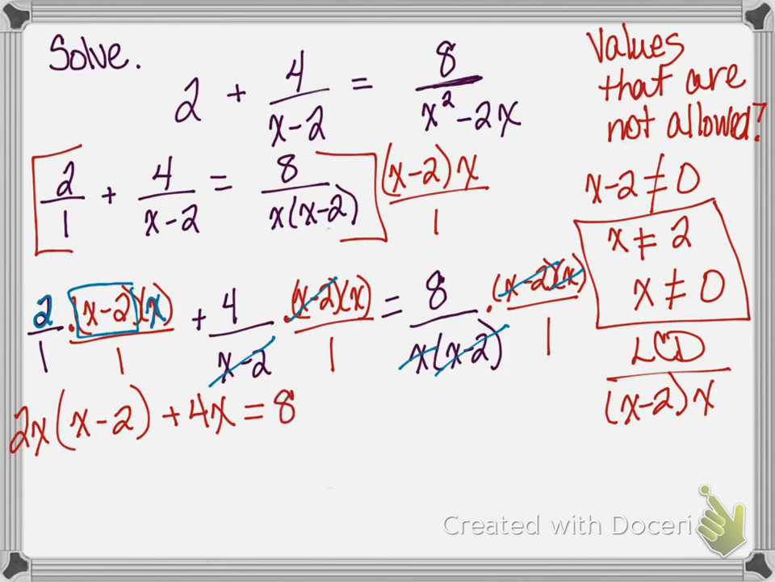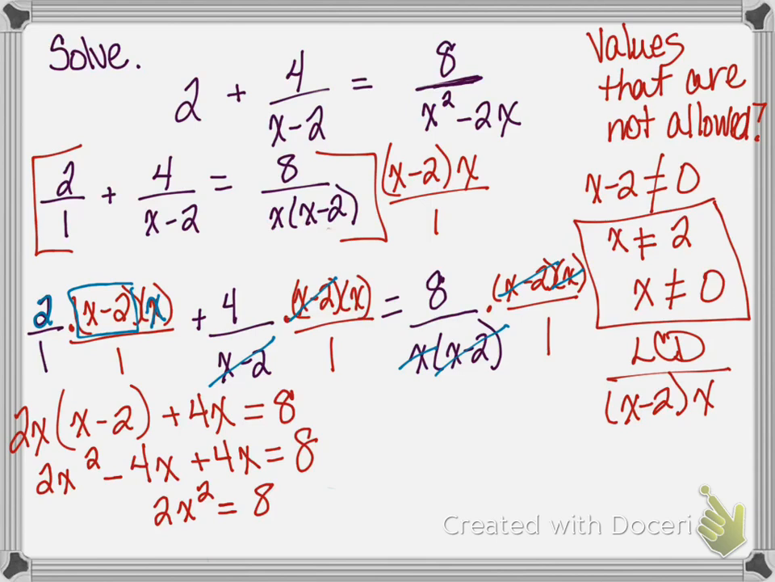Now I'm going to solve this equation. 2x times x is 2x squared. 2x times negative 2 is minus 4x. Then I have plus 4x, and that equals 8. My negative 4x and my positive 4x cancel. So I have 2x squared equals 8.